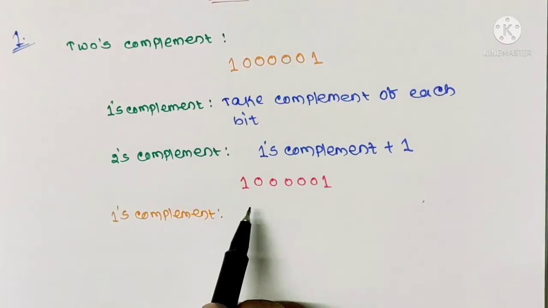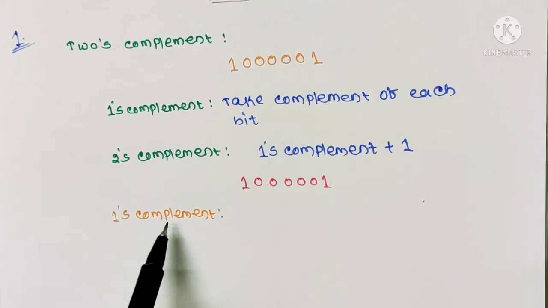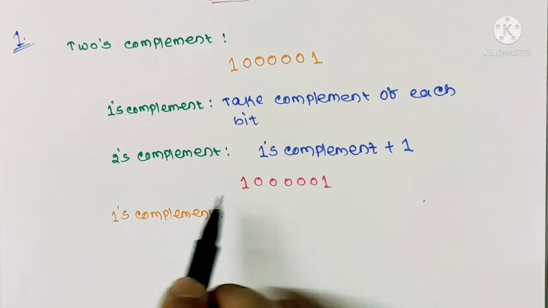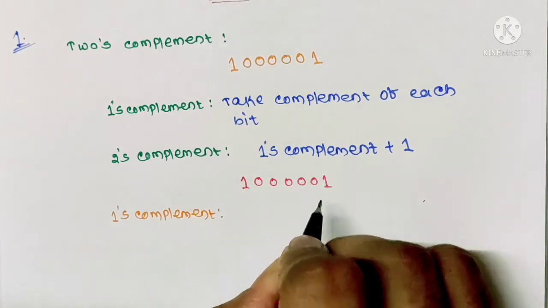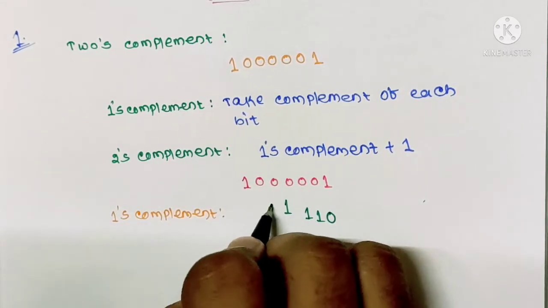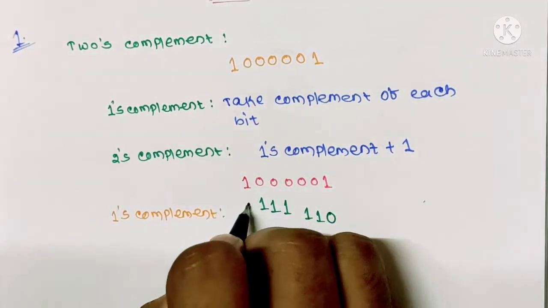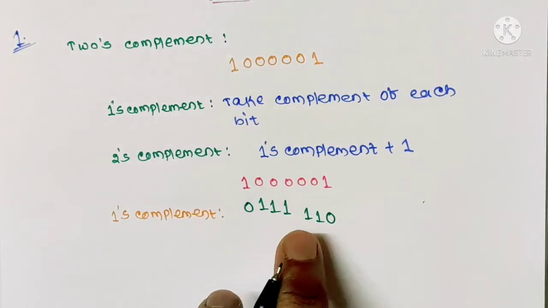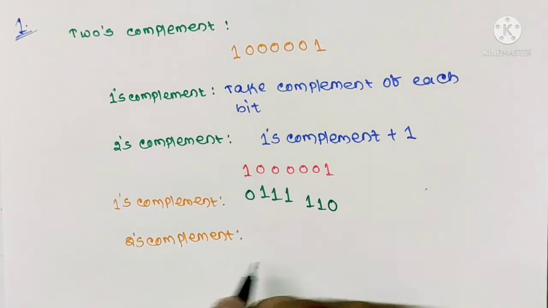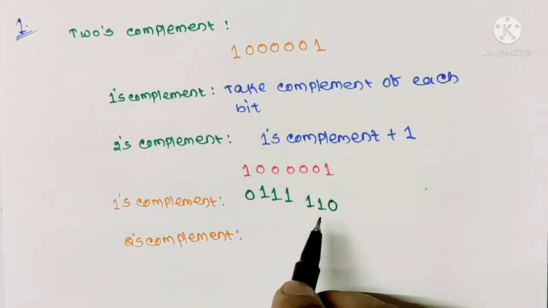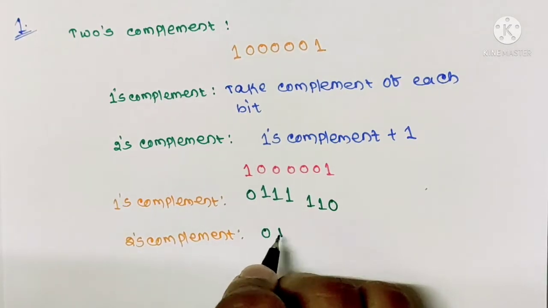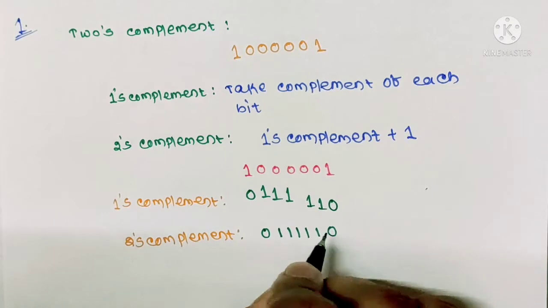We are given this binary number, so to find 1's complement we have to take the complement of each binary digit. So complement of 1 is 0, complement of 0 is 1, 1 1 1 1, and complement of 1 is 0. So this is the 1's complement of this given binary number. Now for 2's complement we have to add 1 to the LSB. LSB means least significant bit. So 0 1 1 1 1 1 0 plus 1.